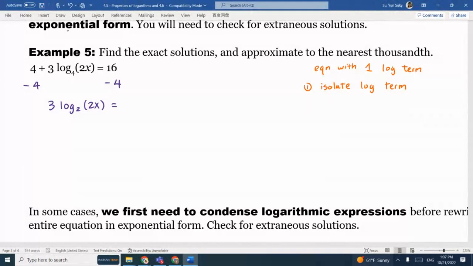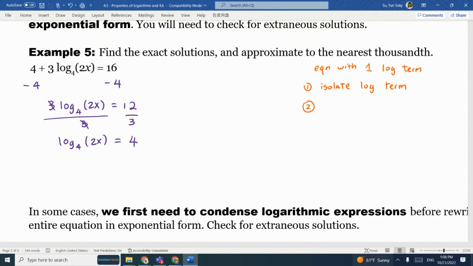16 minus 4 is 12. Oh, yeah. Sometimes I make mistakes too. So, yes, I will answer carefully. Okay, and what do we do next? Divide by 3. Then we have log base 4 of 2x equals what? 4. Okay.